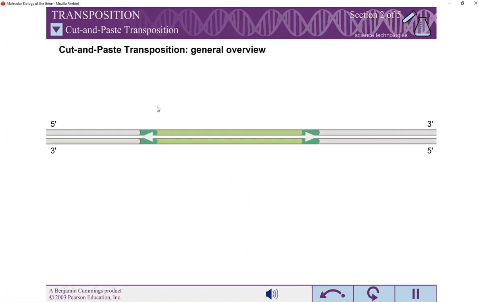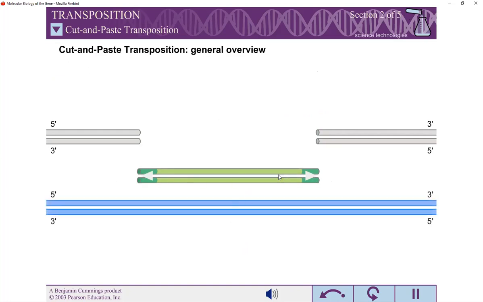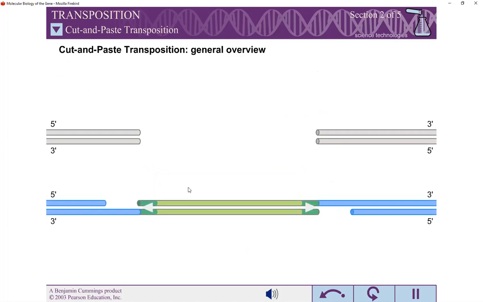Simply put, cut and paste transposition involves the excision of a transposon from its initial location in the genome, followed by integration of this excised transposon into a new DNA site. This is a non-replicative mechanism, meaning that the transposon is not copied during the transfer. It is not copied from one location to the other, so the number of copies of this transposon will remain the same, equivalent to 1.